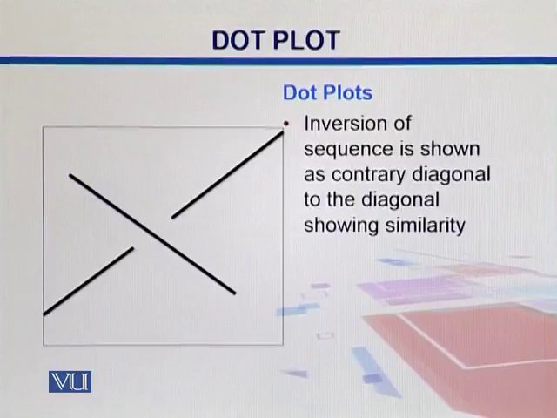So here is how inversions look. If something is inverted, in one of the strands it is in X to Y direction, and in the other one it is flipped around. So this is how they look. These sequences are shown contrary to the diagonals, showing that similarity.